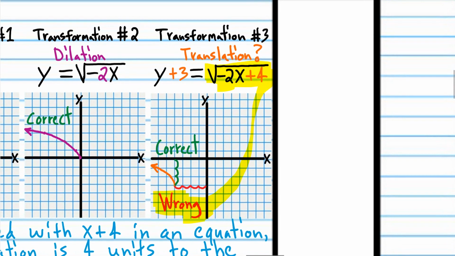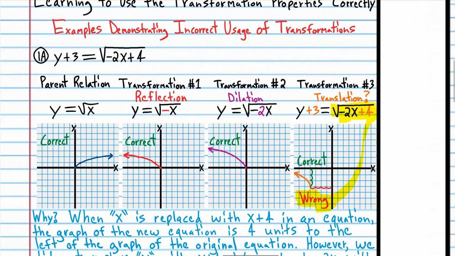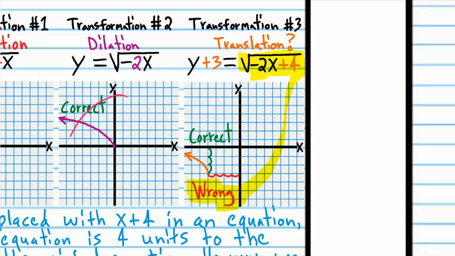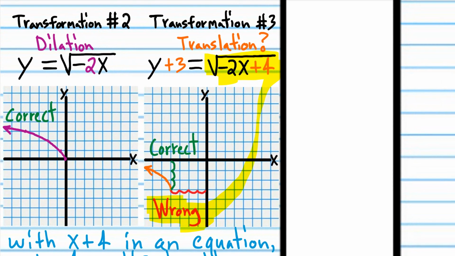Now, it's very important to understand that we have the correct equation. There's nothing wrong with the equation. Do you see that? It's the same equation that we have up here. There's nothing wrong with the equation. It's just that we can't move the graph of the previous equation to the left 4 units because we didn't add 4 to x. We added 4 to negative 2x. These are the kinds of problems that students have when they try to use the transformation method to graph complicated equations.